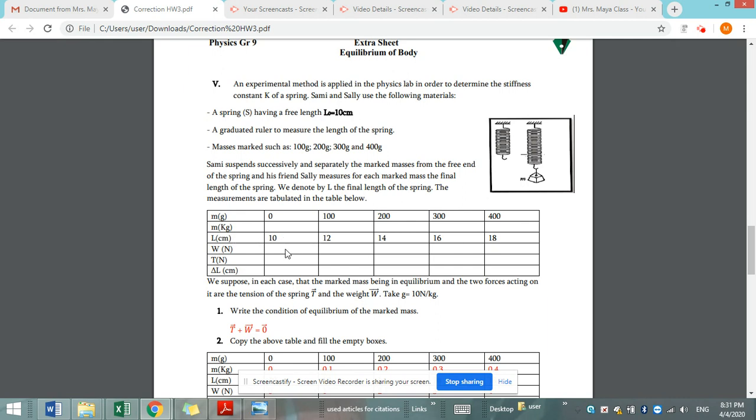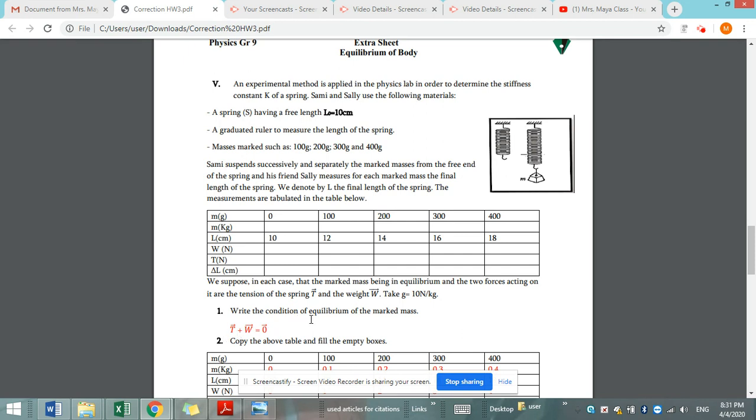You have to calculate the weight, the tension, and the difference in length, or what we call the expansion of the spring upon suspending a mass from it. We suppose in each case that the marked mass is in equilibrium and the two forces acting on it are the tension and the weight. We know that already. As I'm studying this object, what are the two forces acting on the mass? The tension by the spring on the mass, and the weight by the earth on the mass. Since it is at equilibrium, according to the equilibrium condition, the two forces are opposite forces having equal magnitudes. So here they ask us to write the condition of equilibrium of the marked mass.